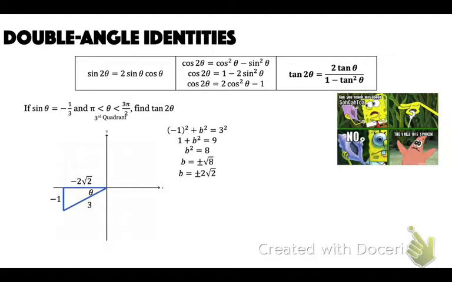Cool? So then tangent of 2 theta is what I'm trying to find. And so I need to figure out what tangent is. Well, tangent is opposite over adjacent. So that's negative 1 over negative 2 square roots of 2, which becomes 1 over 2 square roots of 2. Multiply by 2 square roots of 2, and you get the square root of 2 over 4. Always rationalize first. Do this first.